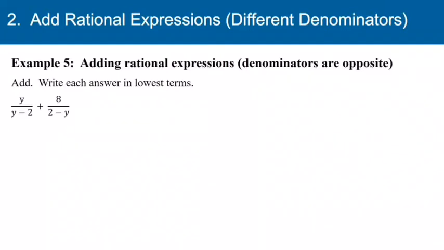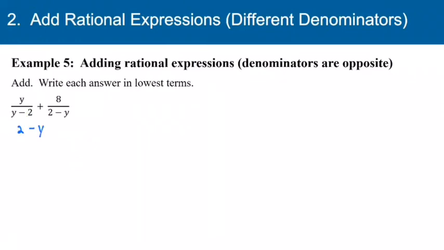And the first thing we notice is that these really aren't different denominators. They are different, but they are so closely related, they are opposite denominators. So we would not want to create an LCD that has y minus 2 times 2 minus y, because that would cause us to do a lot of extra work. We want to take advantage of the fact that 2 minus y is the opposite of y minus 2.